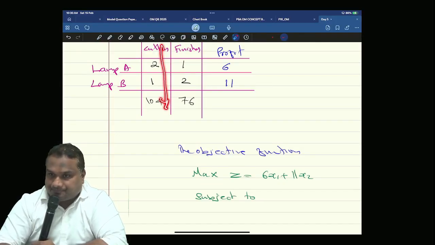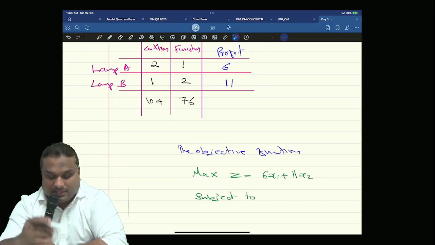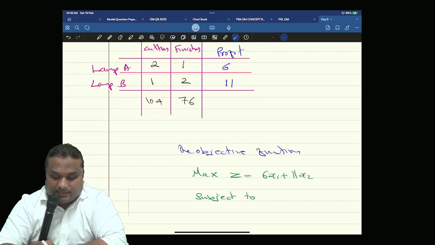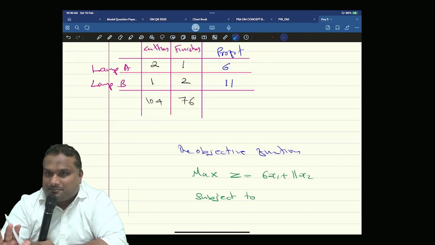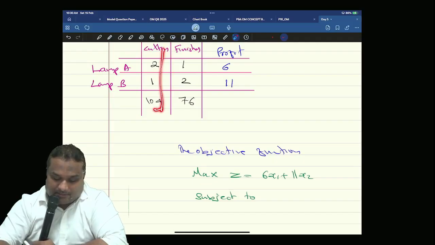Very simple. Who are using cutter's time? Lamp A, lamp B. Just go down. Who are using finisher's time? Just go down. That's all. Simple. Okay.